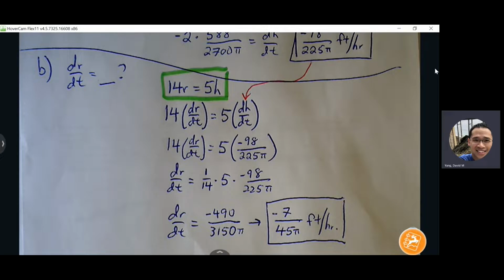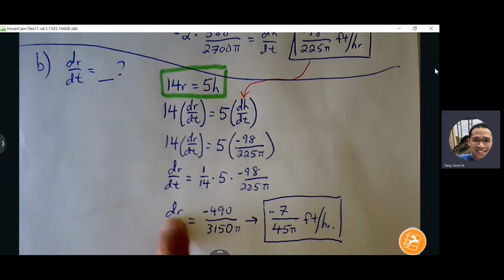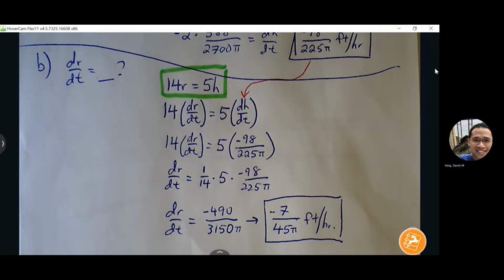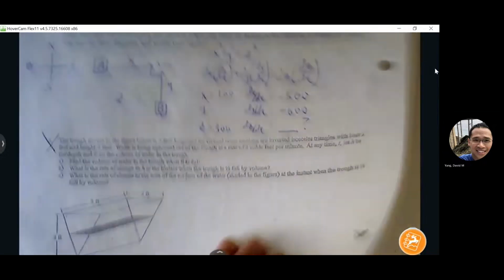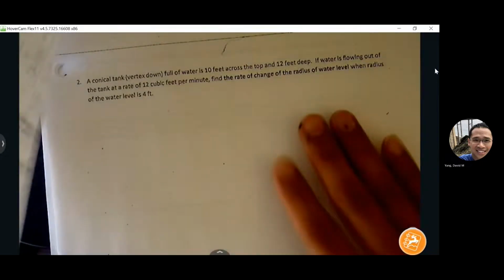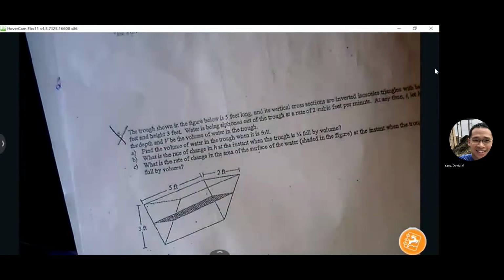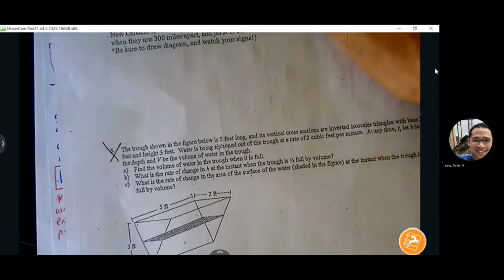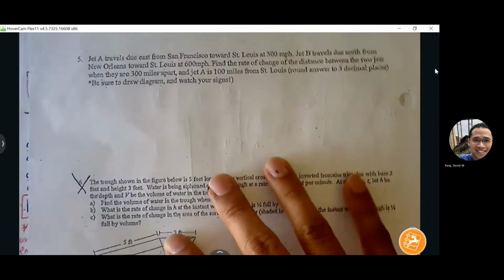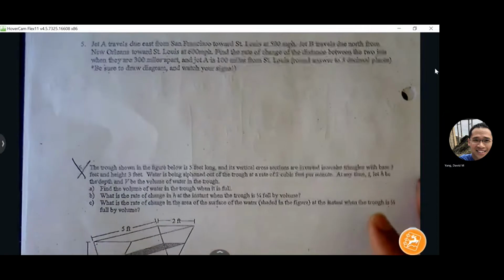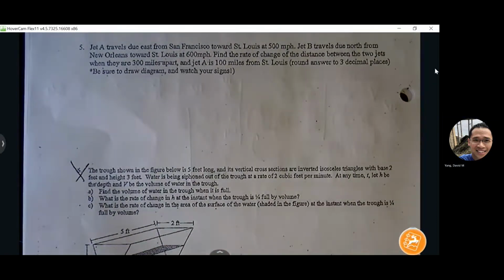Units, radius is also one-dimensional unit. Radius is in terms of feet. Time is in terms of hour. So still feet per hour. Any questions?